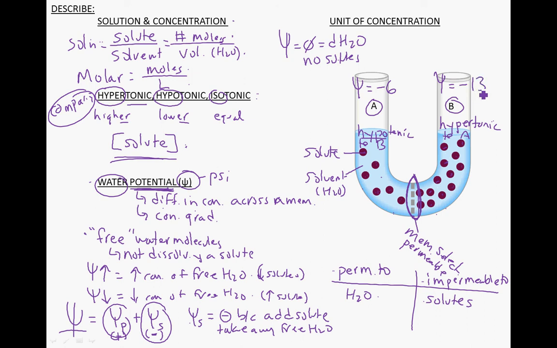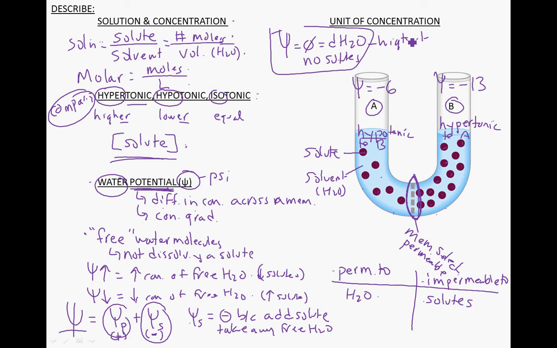So the question is, which side has a higher water potential? Well, the highest water potential you can have is 0. Again, this is the highest you can have. There's nothing more pure than distilled water. So this is the highest you could have. So which of these, A or B, has the higher water potential? Well, side A has the higher water potential. Side B has the lower water potential. This -6 value is closer to 0 than -13 is.